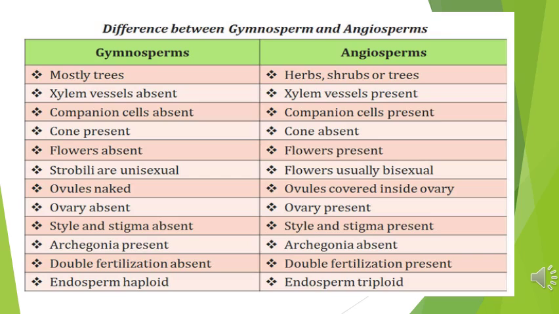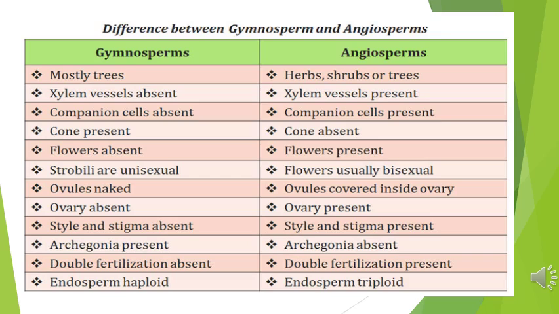In gymnosperms, cones are present, whereas in angiosperms, cones are absent. Gymnosperms are non-flowering plants, whereas angiosperms are the only flowering plants. In gymnosperms, the strobili are unisexual, whereas in angiosperms, the flower may be bisexual as well as unisexual. The ovule is naked in gymnosperm, whereas the ovule is covered inside the ovary in an angiosperm. Ovary is absent in gymnosperm, whereas in angiosperm, ovary is present.